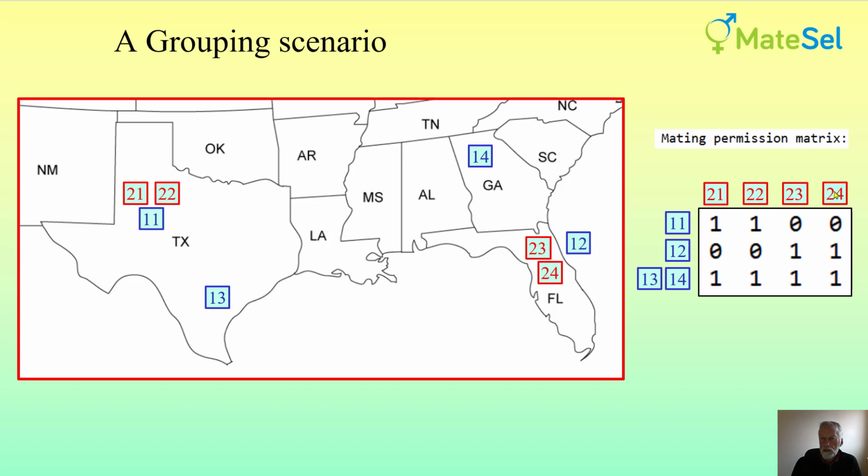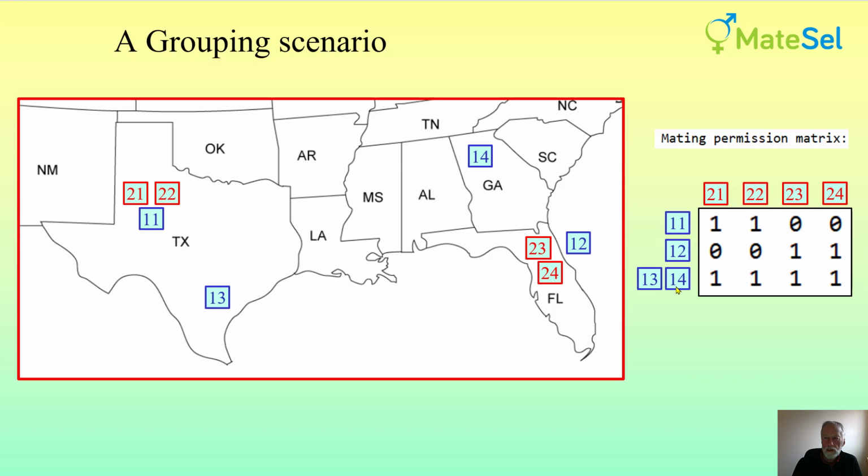The female groups are in red and the male groups are in blue, and this is the permission matrix. So male group 1 can mate with 21 and 22 female groups, and the reason for that is that they're all located closely to each other here in Texas, and we're going to use group 11 males as bulls. Similarly, over in Florida, 23 and 24, these female groups are going to be mated by bulls from group 12. And we don't want to use group 12 bulls in Texas and vice versa, so that's why we have 0s here, and that's largely down to transport costs.